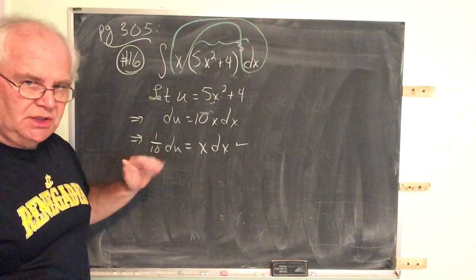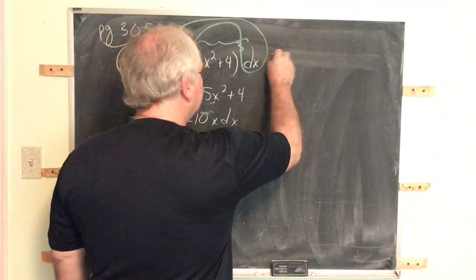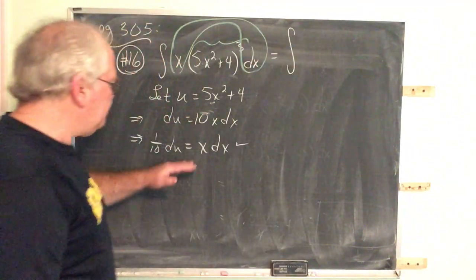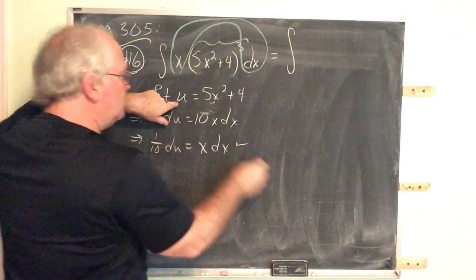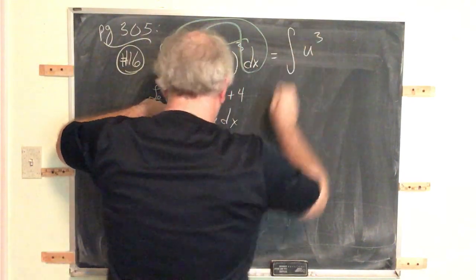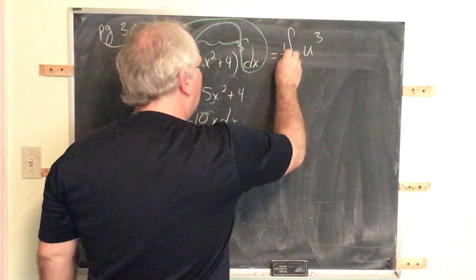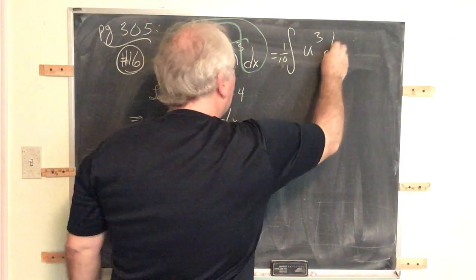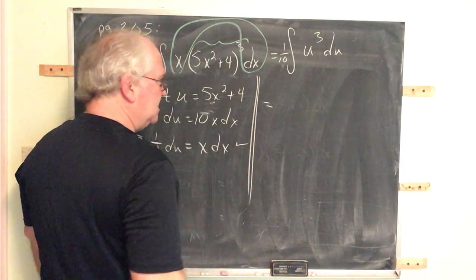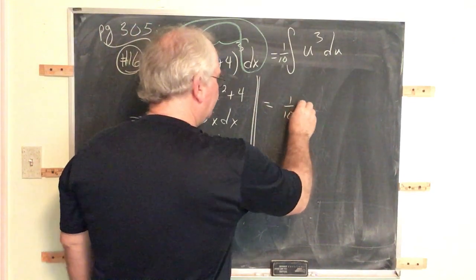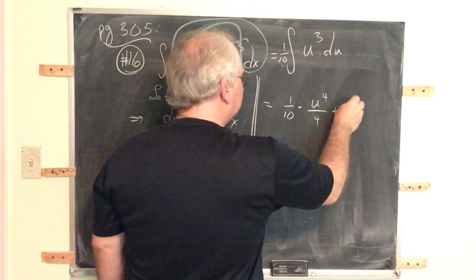So this should by now start to be fairly familiar. You practice this 3 or 4 times, and I think you'll have this. So now substituting, this is equal to, instead of stuff to the 3rd power, that's u to the 3rd power. Instead of x dx, that's 1/10, which I'm going to stow out front of the integral, 1/10 du. And now this is straightforward. This is 1/10 times u to the 4th over 4.